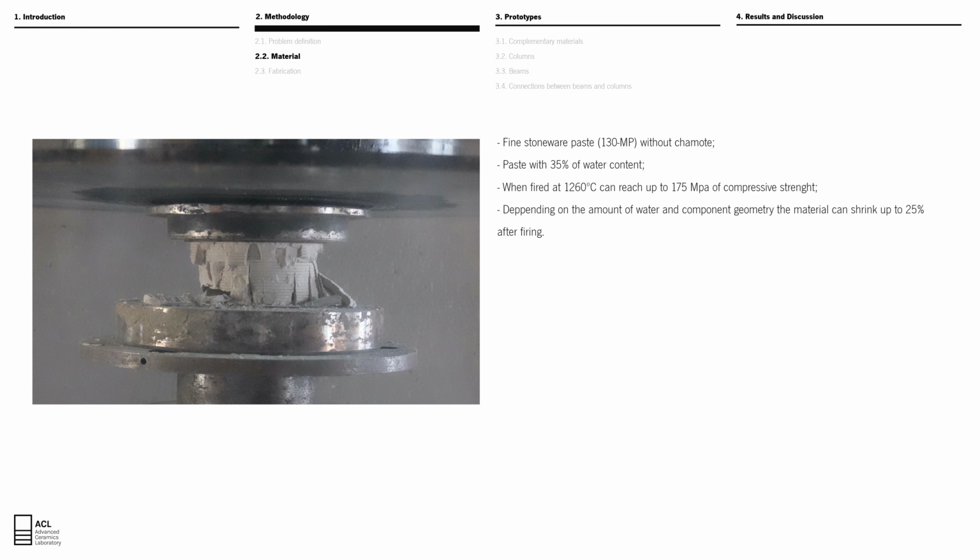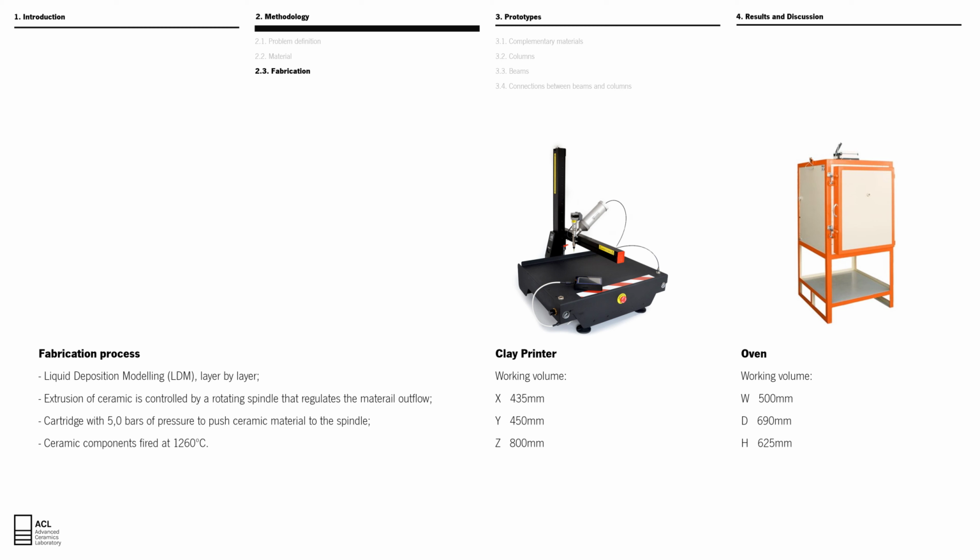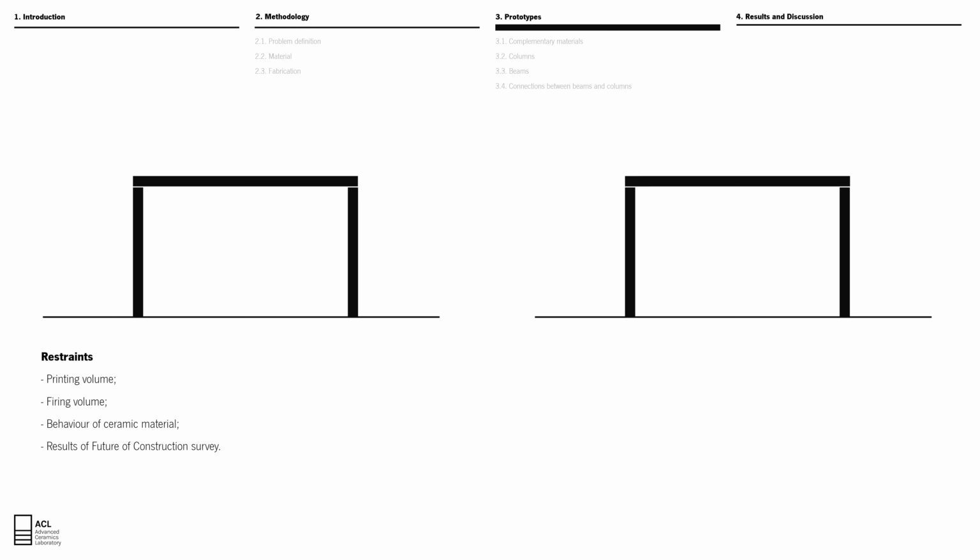The main problem of this material is related to shrinkage and deformations after firing. The fabrication used a typical liquid deposition modeling process where the extrusion of ceramic paste is controlled by a rotating spindle that regulates the material outflow. And as we can see here, the dimensions of both printer and oven are very strict, allowing only the production of medium-sized components.